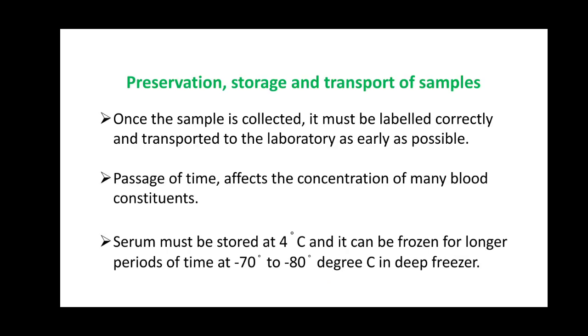After collecting the sample, we need to transport, preserve and store. So here we'll see preservation, storage and transport of samples. Once the sample is collected, it must be labeled correctly and transported to the laboratory as soon as possible. The collected sample has to be labeled by the barcode or the details of the patient on the tube, and it has to be transported to the lab as soon as possible. The passage of time affects the concentration of many blood constituents. Here the transportation time also affects the blood constituents. And serum must be stored at 4 degrees Celsius, and it can be frozen for longer periods of time at minus 70 to minus 80 degrees Celsius in a deep freezer.